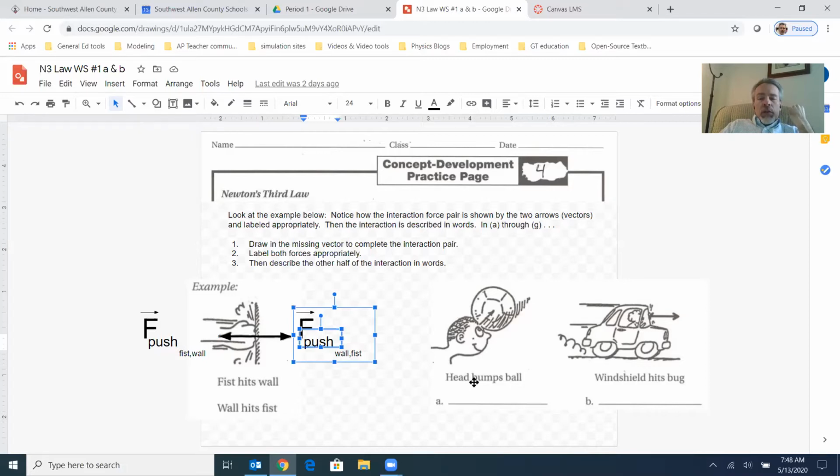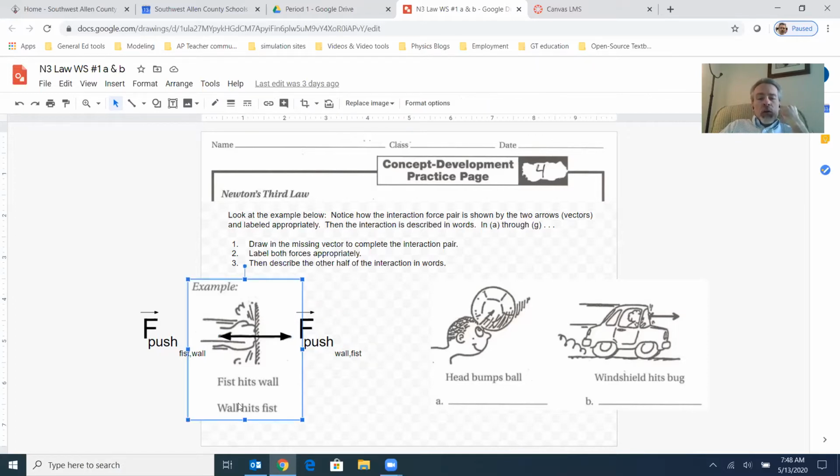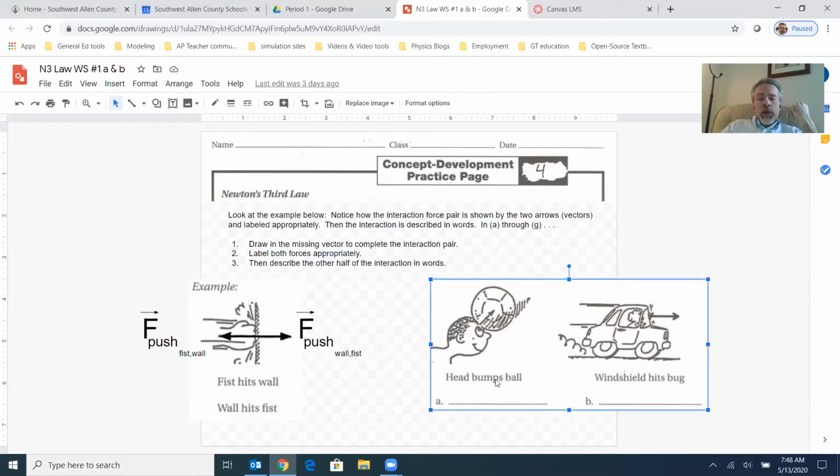So what you have to do for A and for B is complete the sentence. Notice for A, it says head bumps wall. You have to figure out what the other sentence is, just like in the example, fist hits wall, and the other part was wall hits fist. You need to come up with the second part of head bumps ball. For B, same thing, you have to complete that sentence. On top of that, there is one arrow drawn for A that's going up into the ball. You have to draw the interaction twin to that. Same thing for the bug one. You can see the force on the bug from the windshield.